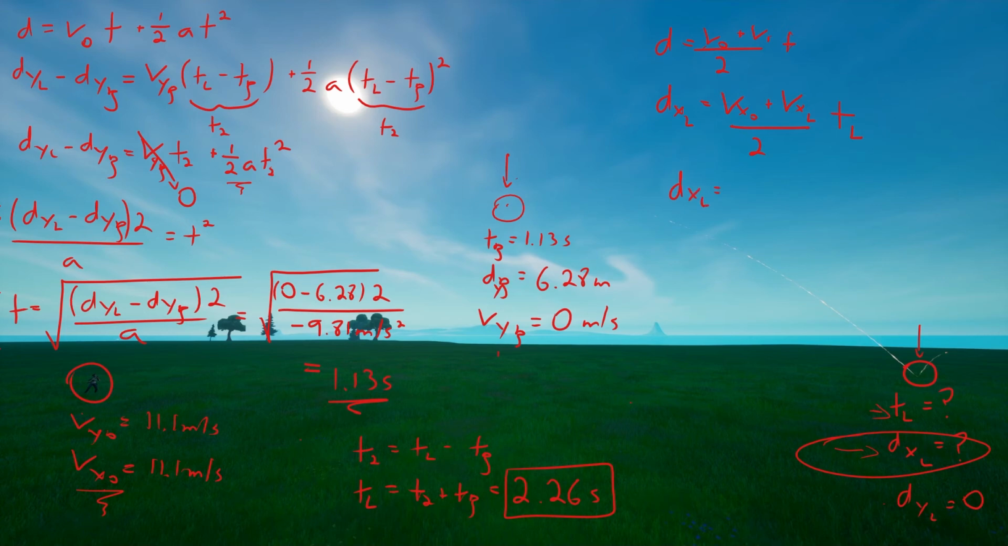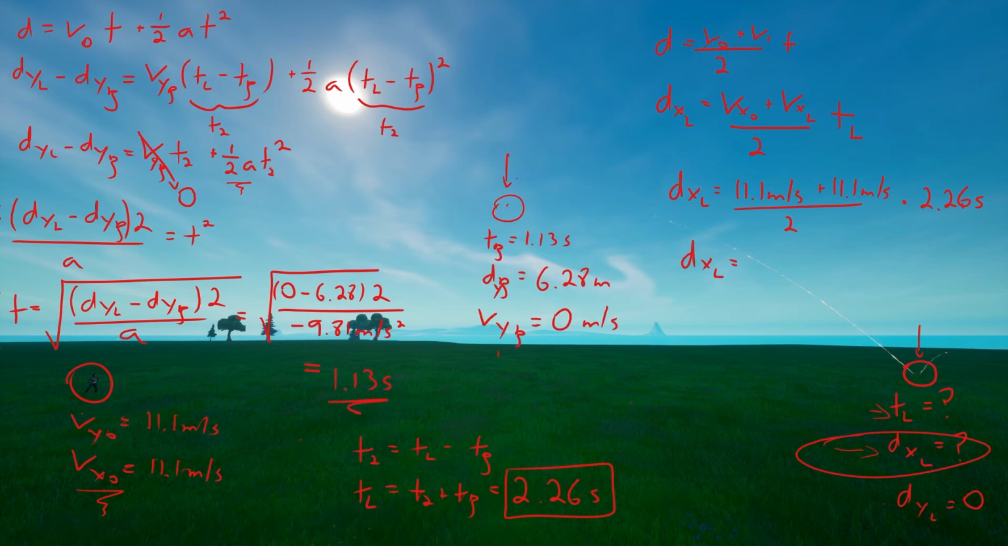Now, reminder when we substitute in these values, dxl equals 11.1 meters per second, which is the starting velocity, and it's also the ending velocity because we're talking about horizontal velocity right now, because we are assuming that there's no force other than gravity, which is a completely vertical force. So that means velocity won't change at all.